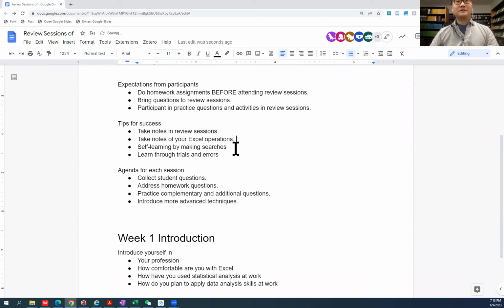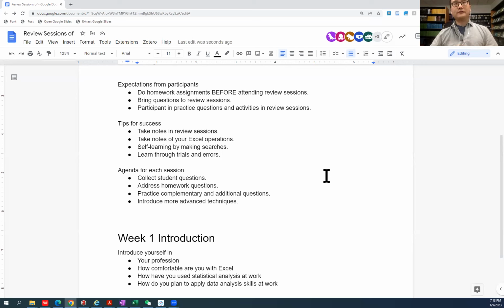Additionally, I would like to share some tips which students in the same course previously found useful for their success in business analytics learning. First is to take notes in review sessions. That includes how certain questions can be answered either correctly or from alternative approach that will equally address the question.